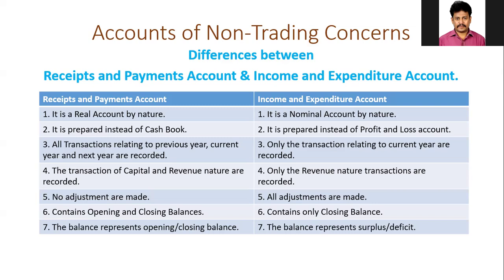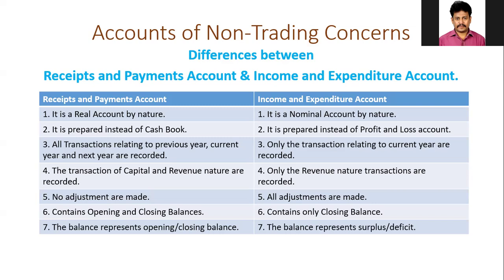Next, the difference between receipts and payments account and income and expenditure account is balances. A receipts and payments account will contain opening balance as well as closing balance. Both opening and closing balances. But income and expenditure account contains only closing balance, the final balance in income and expenditure account. In other words, the difference between expenses and incomes is the closing balance here. It may be surplus or deficit.